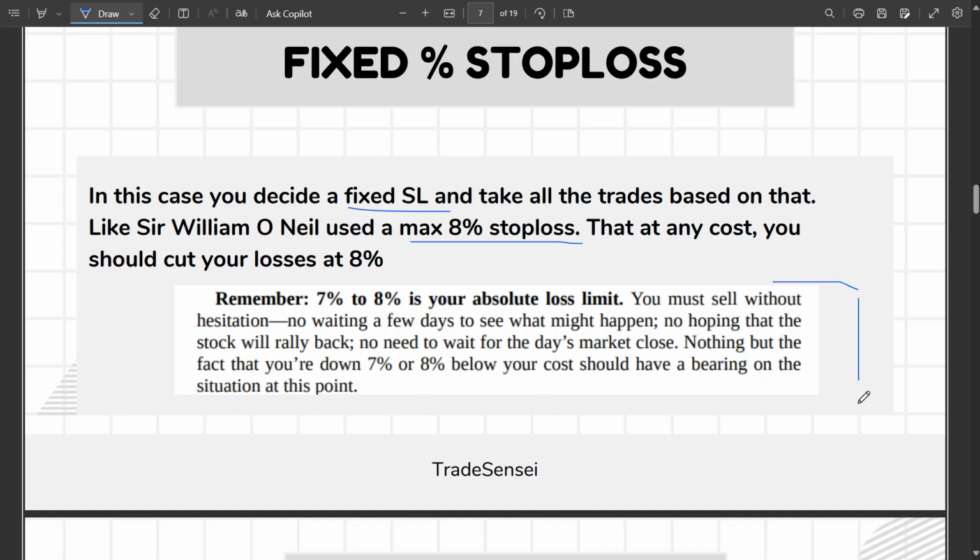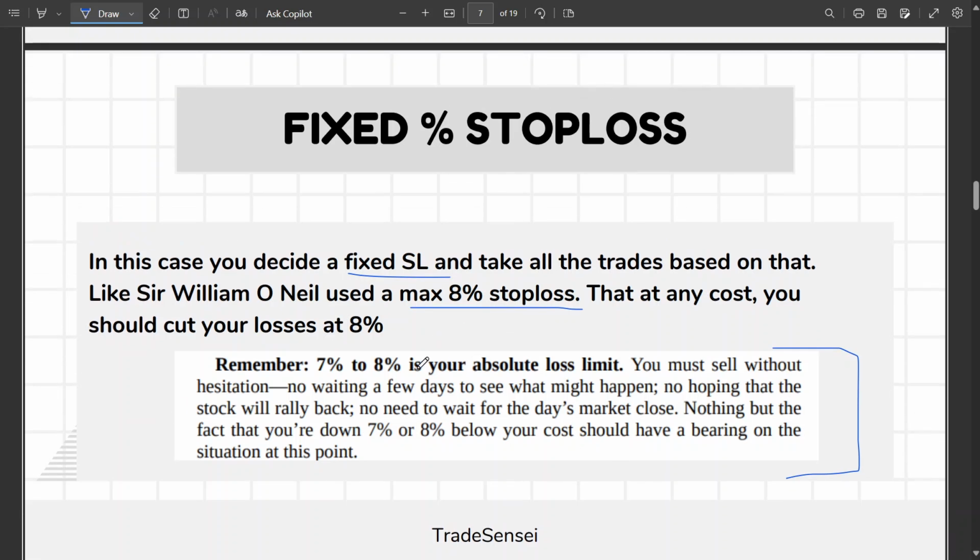This is a small portion from his book. So remember, 7 to 8% is your absolute loss limit. You must sell without hesitation, no waiting a few days to see what might happen, no hoping that the stock will rally back, no need to wait for the day's market close. Nothing but the fact that you're down 7 or 8% below your cost should have a bearing on the situation at this point, right? It's not like he always used 8%, but that was his max limit. He won't be taking any loss on any position of more than 8%.